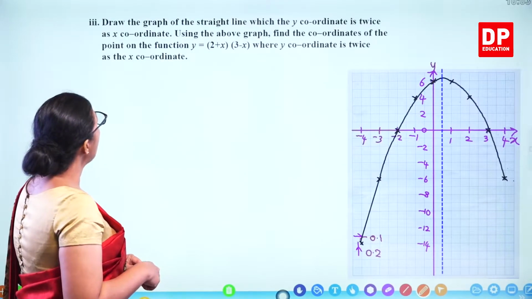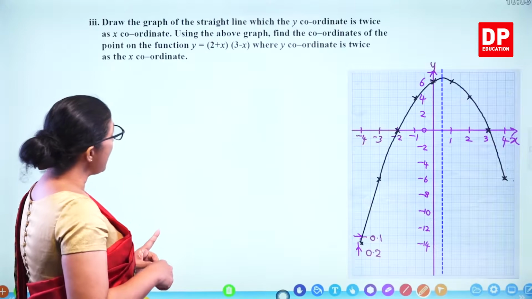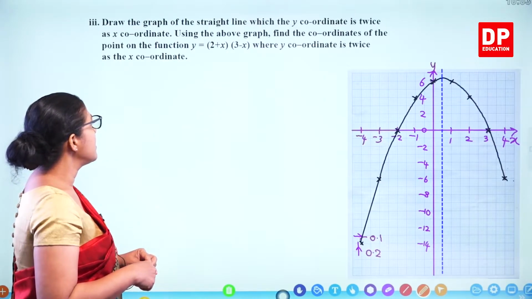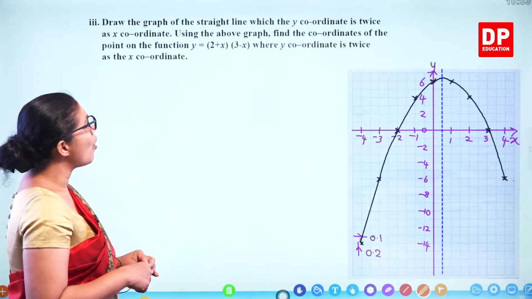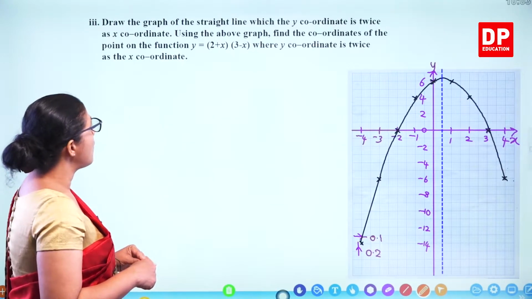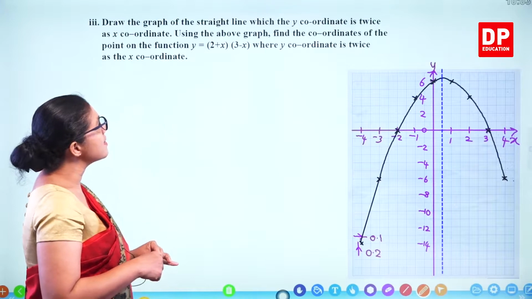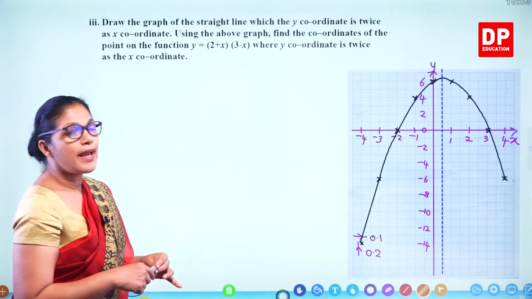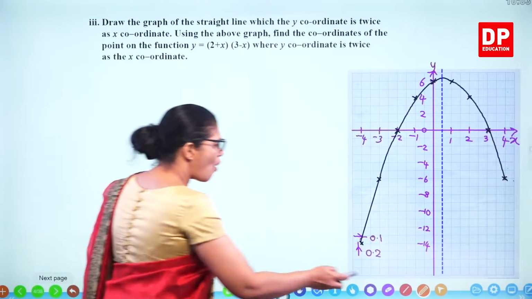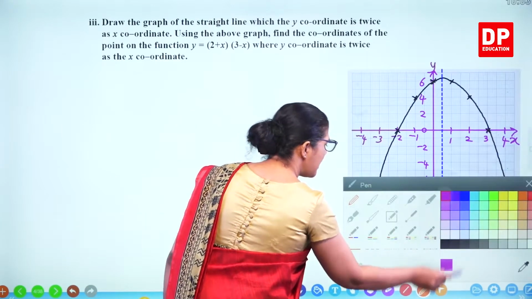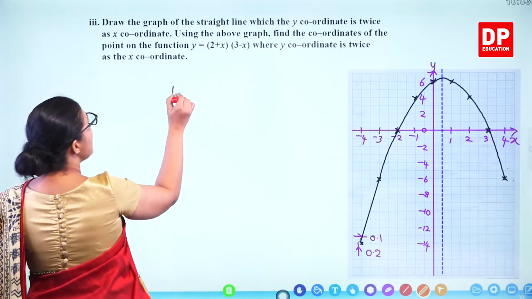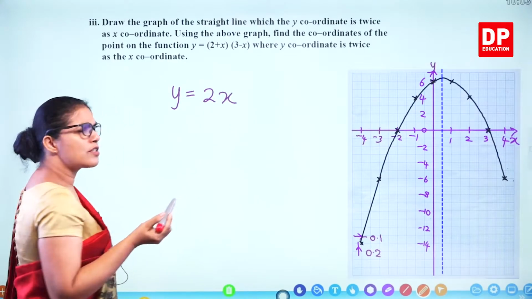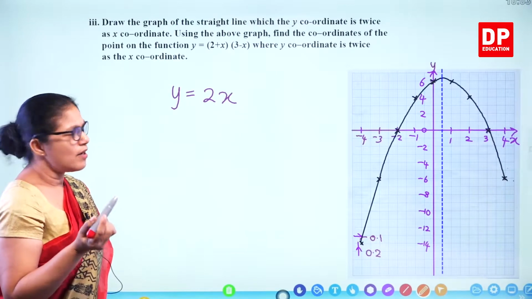Now look at the third part. Draw the graph of the straight line in which the y coordinate is twice the x coordinate. Using the above graph, find the coordinates of the point on the function y equals (2 plus x)(3 minus x), where the y coordinate is twice the x coordinate. So how can you draw a straight line? Y equals twice x, that means y equals 2x line.